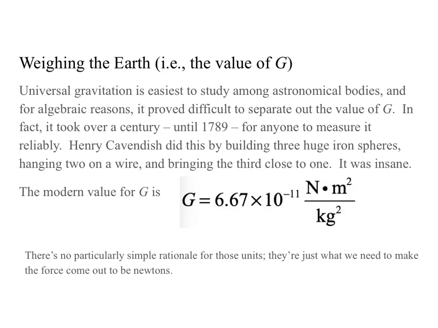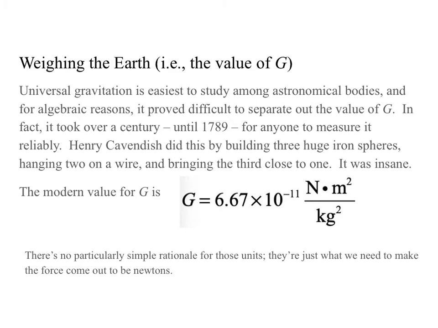All right, how do we weigh the Earth? How do we get this value of universal G? Universal gravitation is easy to study among astronomical bodies, and for algebraic reasons, it proves difficult to separate the value of G. For instance, we could figure out G times mass of the Sun, or we could figure out G times mass of the Earth, but we couldn't easily figure out the mass of the Sun or the mass of the Earth on their own. In fact, it took well over a century, till about 1789, for anyone to even measure it reliably. This was a guy named Henry Cavendish.